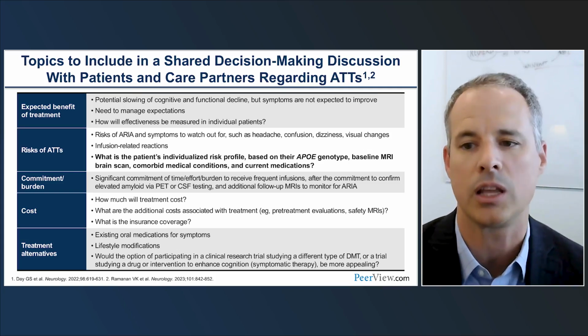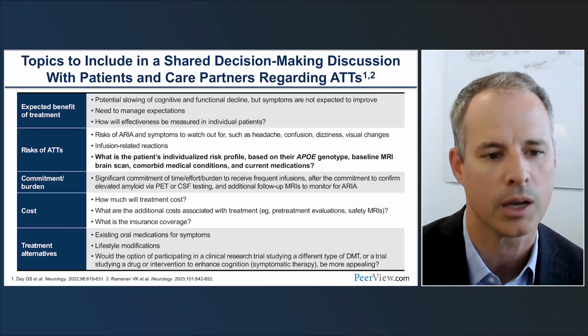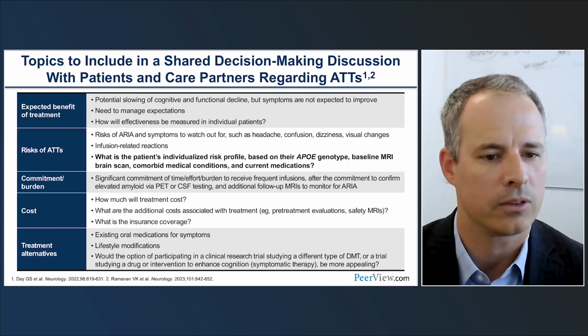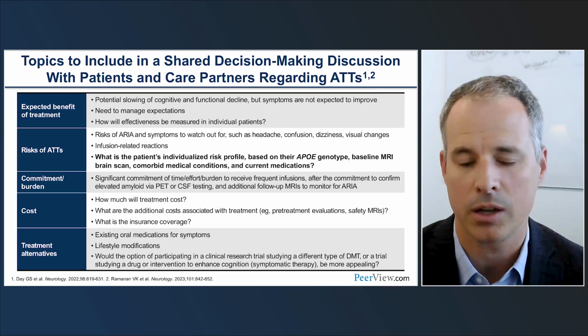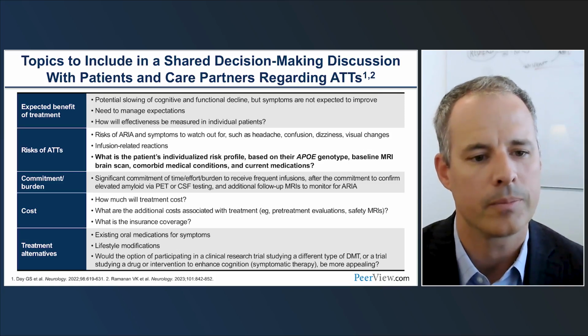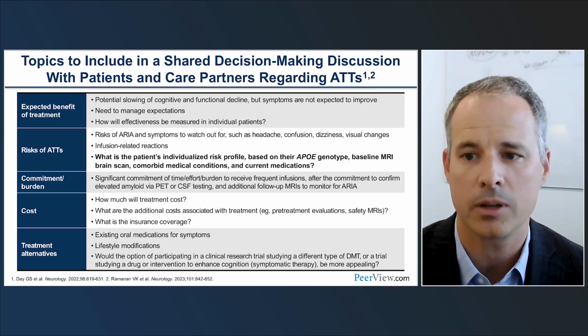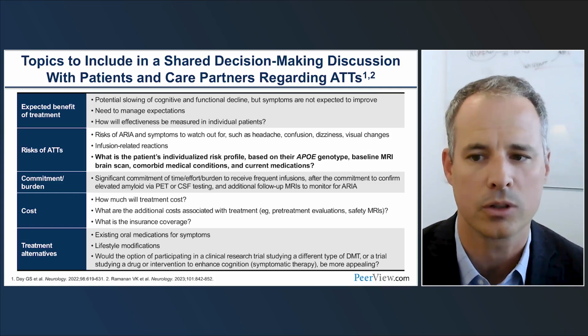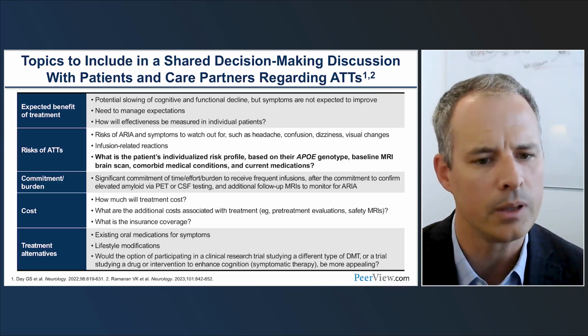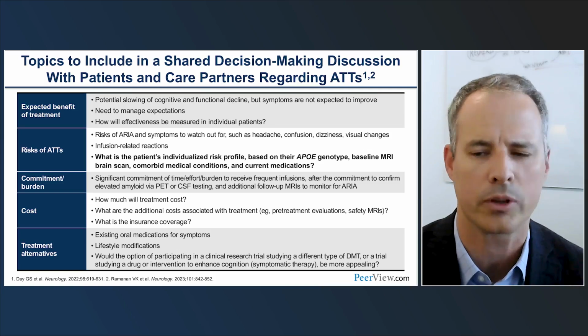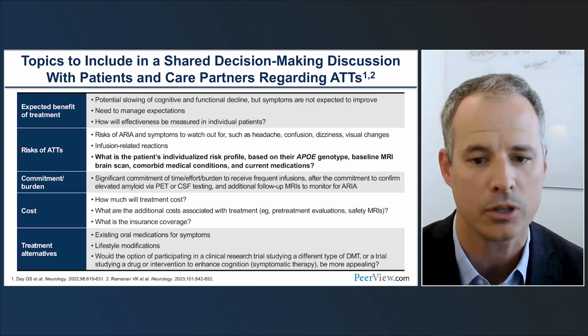It's very hard to know in an individual patient if the drug is working or not. The risks, obviously we discussed ARIA as a major risk. Infusion reactions, these are very common and can be unpleasant to patients, although they're usually pretty easy to manage. And then to discuss their individual risk profile. And this is based on their APOE genotype.